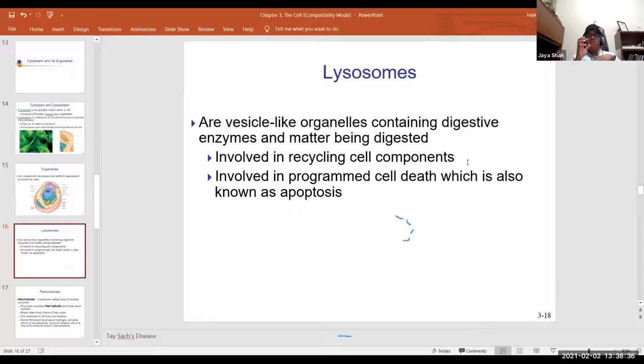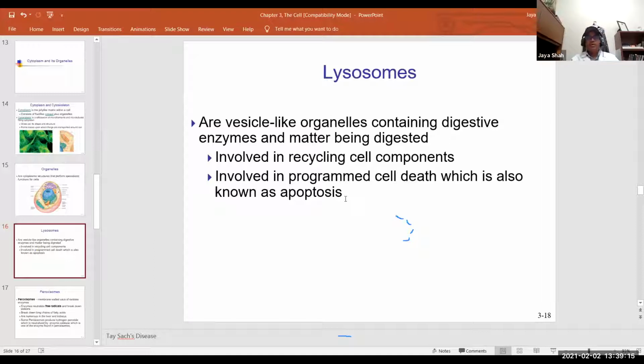That shrinking of the old cells, geriatric cells, is called programmed cell death. That's why lysosomes are involved in programmed cell death, which is also called apoptosis. This is the normal process going on in our cells all the time. Okay? Lysosomes also recycle the cellular products or other old structures.